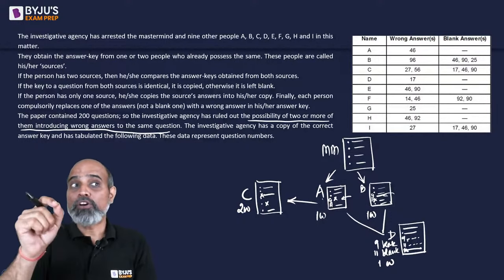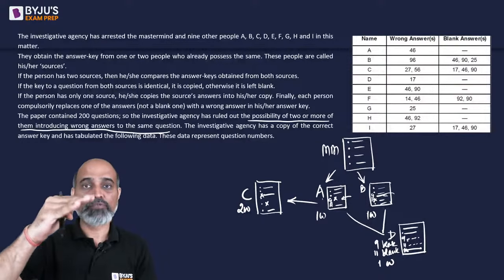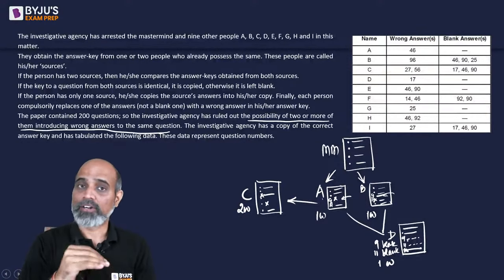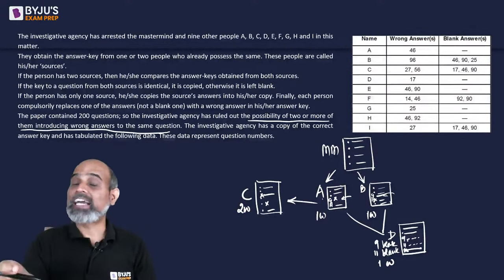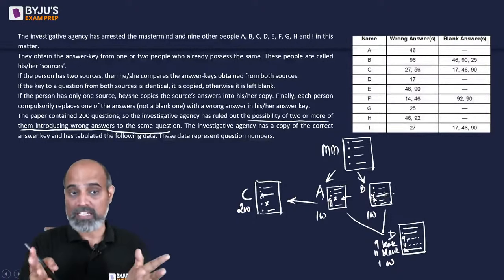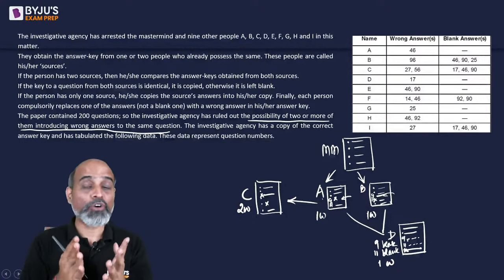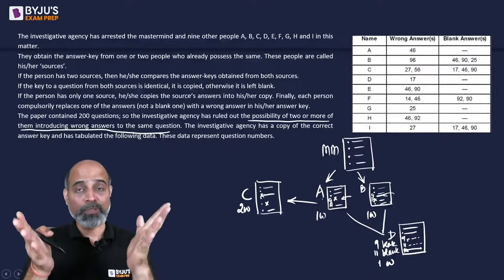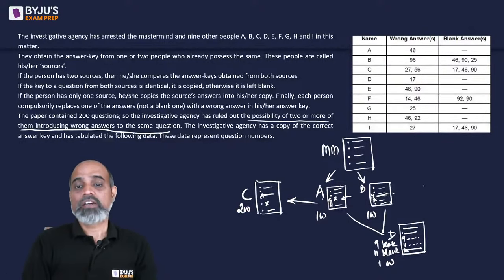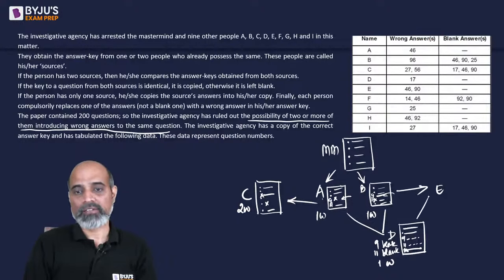So the number of wrong answers tells us in which hierarchy somebody is, okay, directly. Blanks will occur when there is a mismatch, and mismatch will happen when somebody is going to copy the answer key from at least 2 people, right? Suppose there is another guy E who copies from, let's say, B and D.